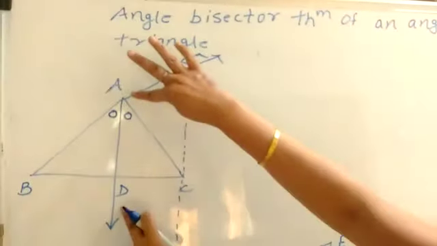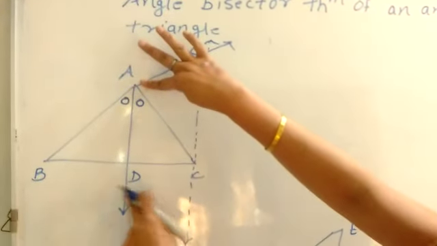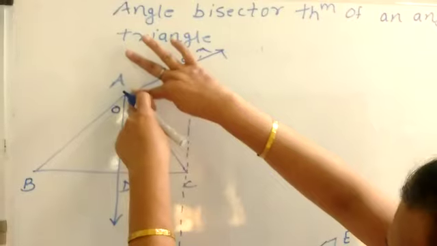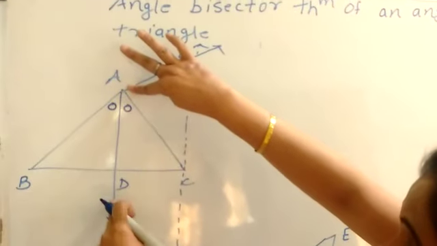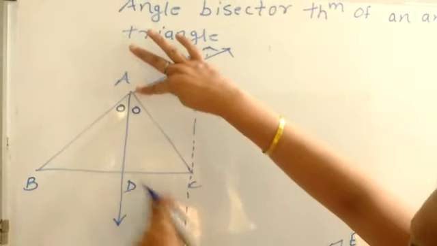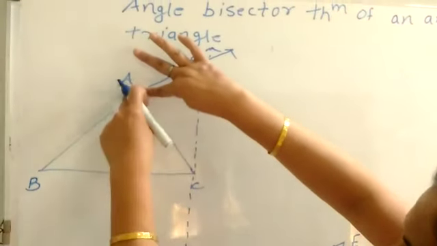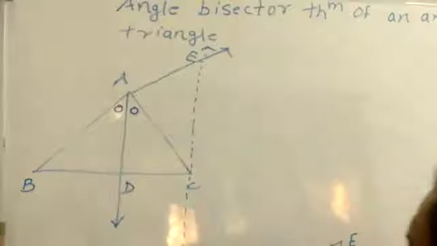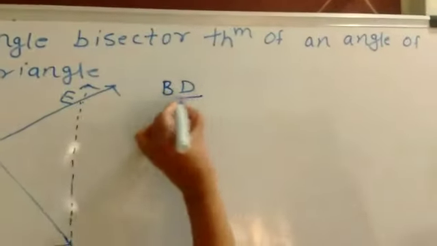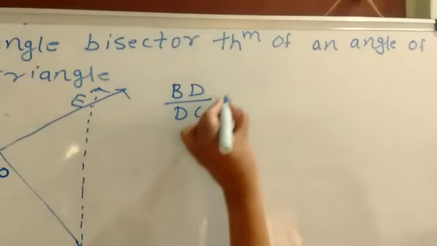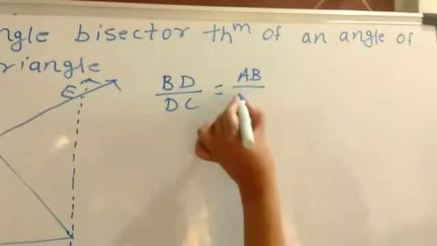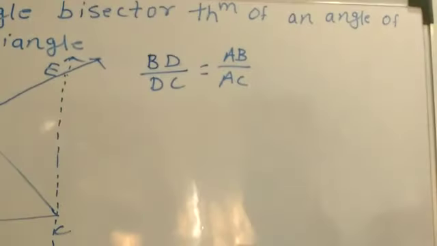Means if AD is the angle bisector, then BC is the side opposite to angle A. So this angle bisector will divide this BC in the proportion of AB and AC. Means what we have to prove? We are going to prove BD upon DC equals AB upon AC.